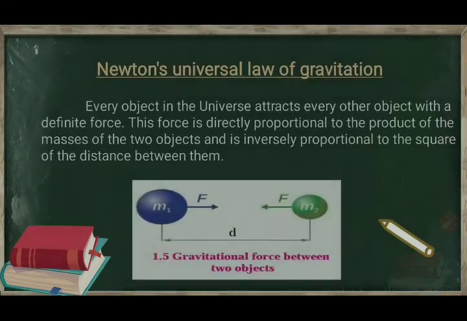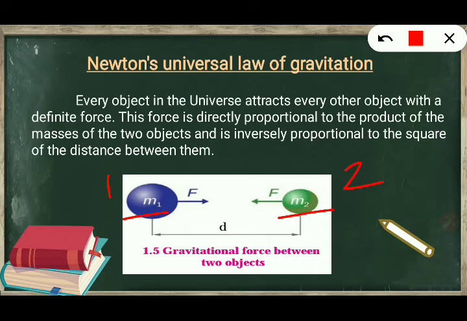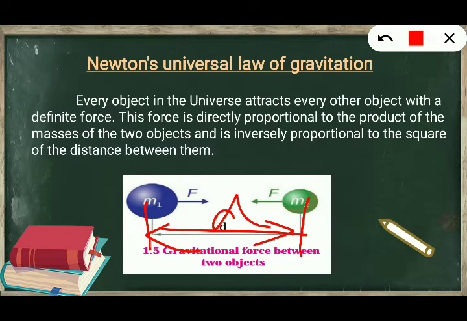Next, Newton's universal law of gravitation. In this law, see in the diagram, there are two objects, 1 and 2. The mass of object 1 is m1, and of object 2 is m2. Both have some force of attraction between them, which is F. If you measure from the center of the two objects, this is the distance between the two objects, which is D.